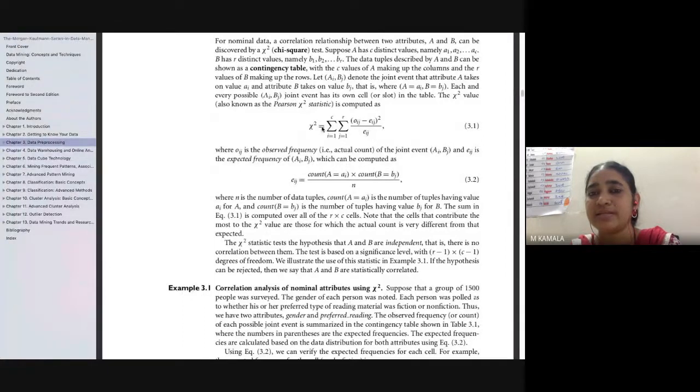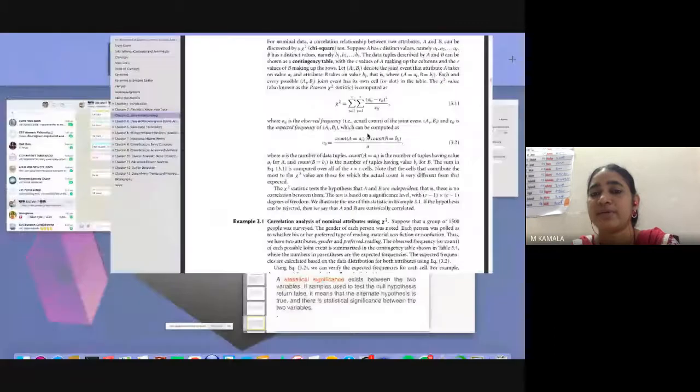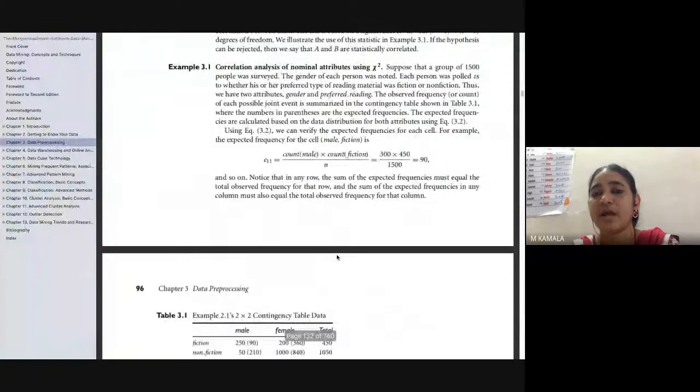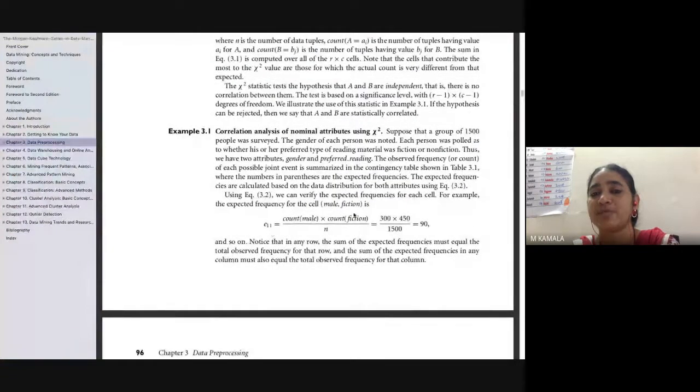By seeing this, you can call chi-square nothing but the residual errors difference. It is the sum of the squares of your residual errors, divided by your expected values. Very fast, if you see this here, how am I calculating my expected values, E11?